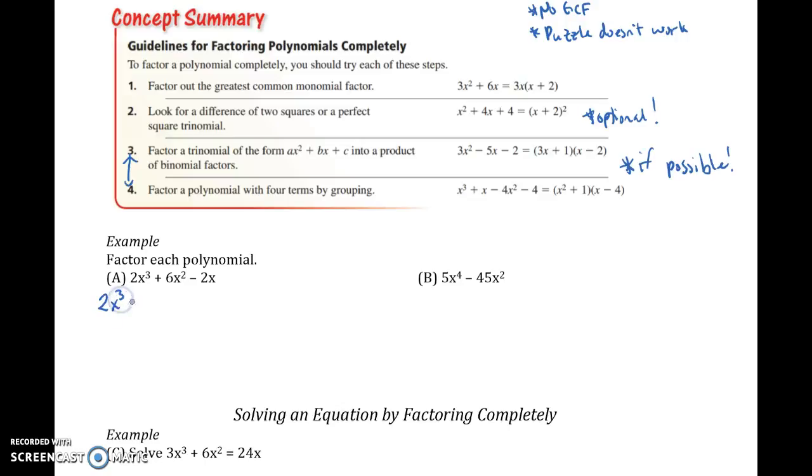2x to the third is 1 times 2 times x times x times x. 6x squared is 1 times 2 times 3 times x. Negative 2x, bringing that negative with the 2x there, is a negative 1 times 2 times x. What do they share? Remember, it has to be in common for all three now. So even though there's a positive 1, the third one's a negative 1, so we don't want to circle that. And then I'm going to see one group of x's. So my GCF is 2x.